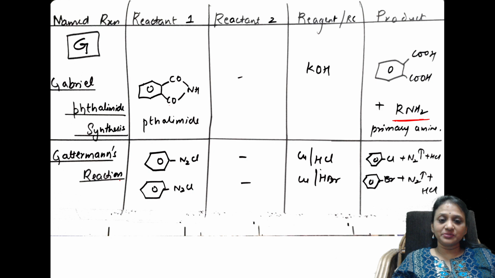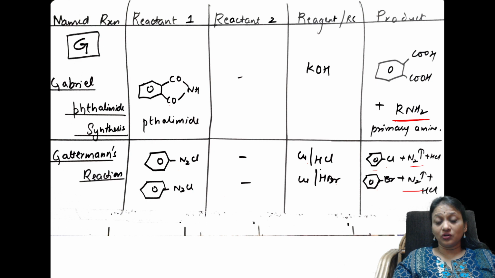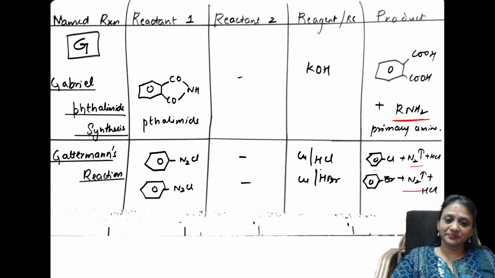Then comes Gattermann's reaction, where you are going to take BDC and treat it with copper in the presence of HCl, to get chlorobenzene. If you take copper in the presence of HBr, bromobenzene. In both the cases, nitrogen gas is out. So it's an idea of the overall name reactions in one page.